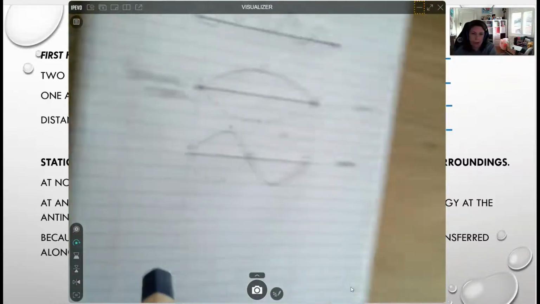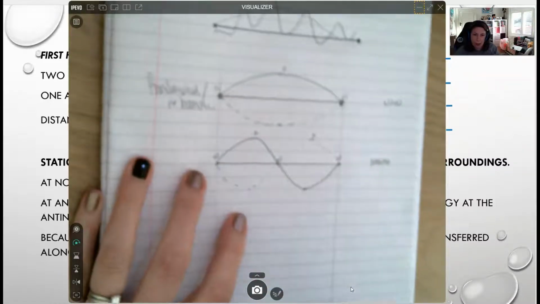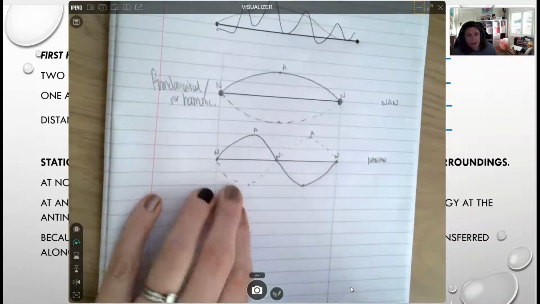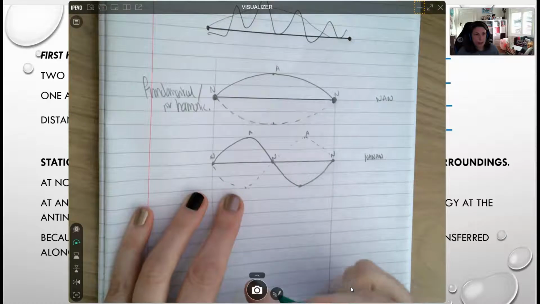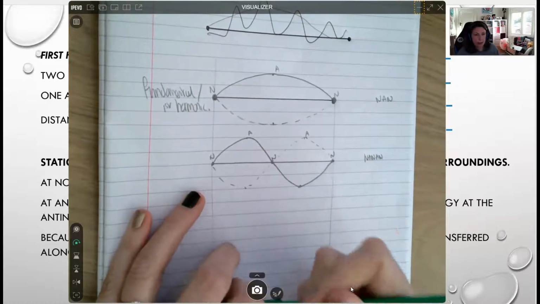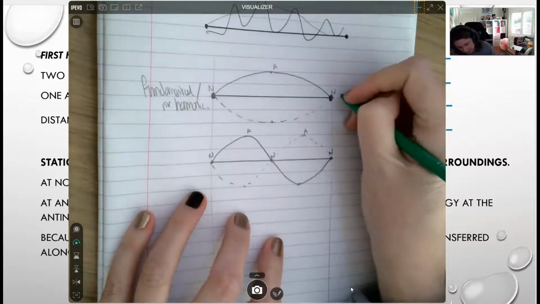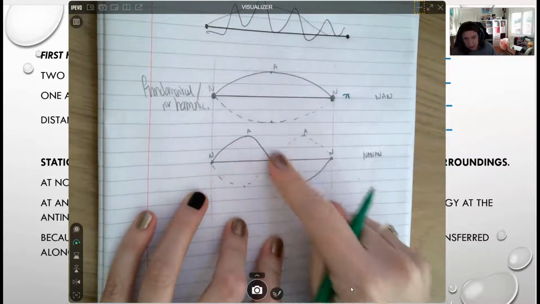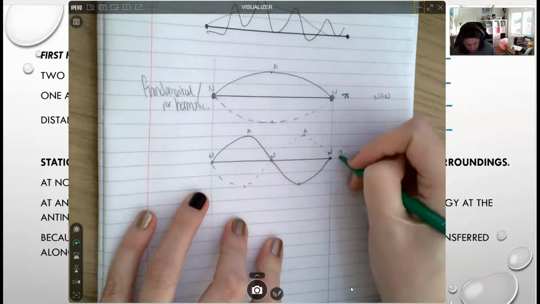Now what you should be able to see as well here is that this is half a wavelength. Okay? So it's pi, half a wavelength. Remember 2 pi is a whole wavelength. This is 1 wavelength. This is 2 pi.